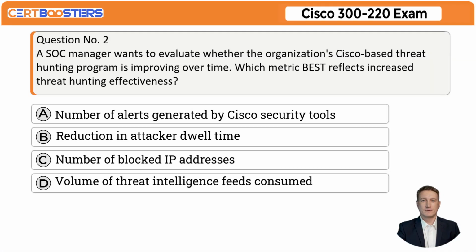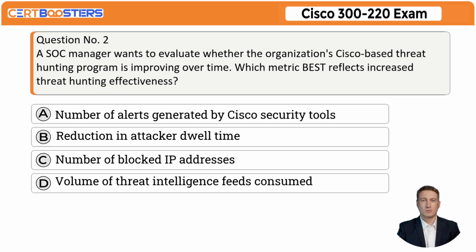Question number 2. A SOC manager wants to evaluate whether the organization's Cisco-based threat hunting program is improving over time. Which metric best reflects increased threat hunting effectiveness? A. Number of alerts generated by Cisco security tools. B. Reduction in attacker dwell time. C. Number of blocked IP addresses. D. Volume of threat intelligence feeds consumed.